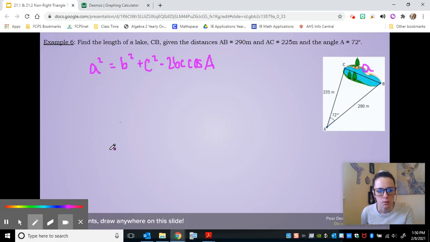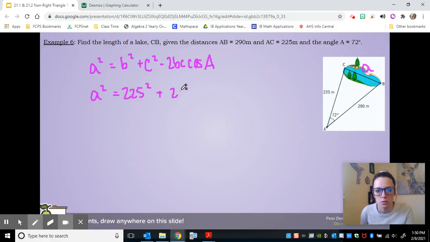I know side b is 225 squared. I know side c is 290 squared. I'm saying squared because it's squared in the formula, obviously. Minus 2 times b times c times the cosine of the angle I'm looking for, which is angle A, which is 72 degrees.